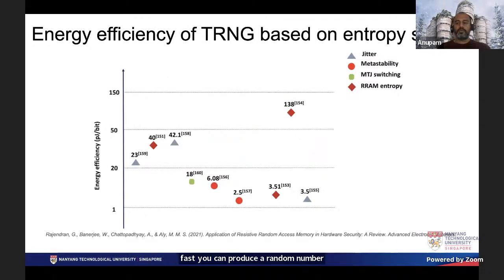On the other hand, if we look into the energy efficiency, that is the amount of energy that is consumed in order to produce one single TRNG bit, when we plotted this in picojoule per bit, we saw that the RM entropy turns out to be the most energy efficient among the various RM TRNGs that are proposed.